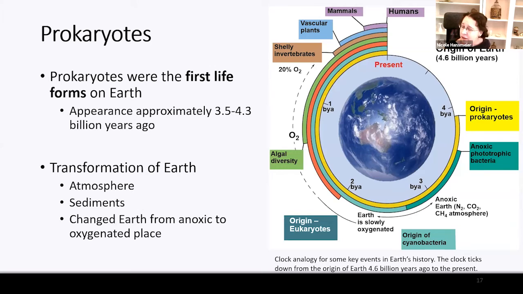Everybody agrees, at least in the scientific community, that yes, prokaryotes were the first life forms on Earth. So there's no discussion going on there. Another discussion is then going on: okay, when did they appear on Earth? So there we have a range given here, 3.5 to 4.3 billion years ago.